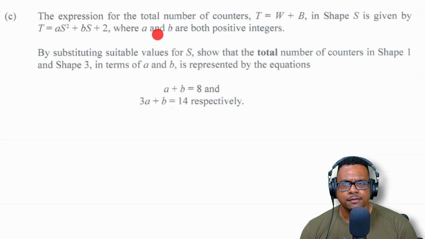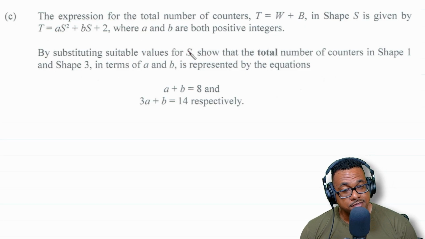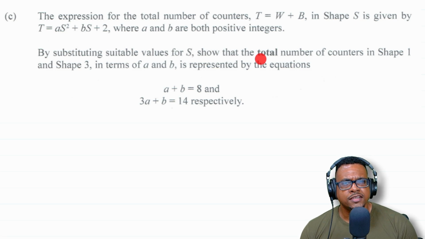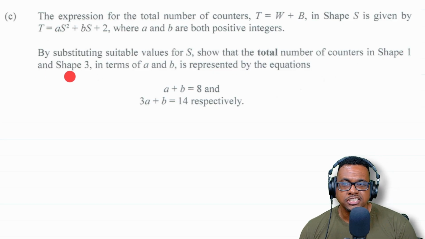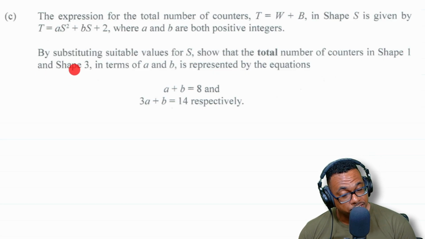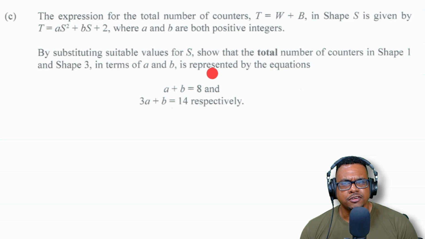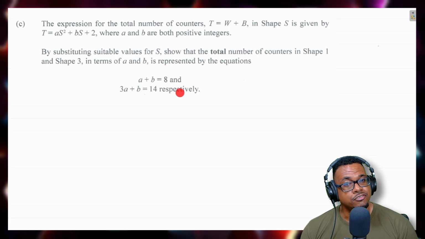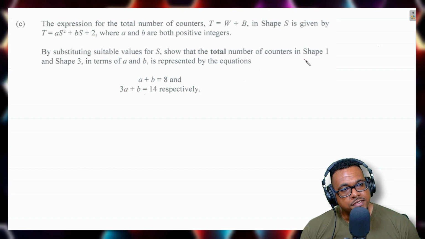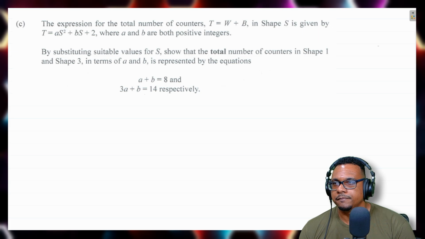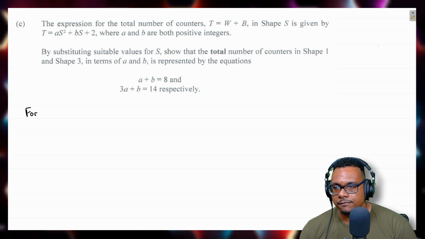So we have where A and B are both positive integers. So by substituting suitable values for S, remember S is the shape number, show that the total number of counters in shape 1, so for shape 1, S is 1, and shape 3, so for shape 3, S is 3, in terms of A and B is represented by the equations A plus B is equal to 8 and 3A plus B is equal to 14 respectively. When I say respectively, that means this is for shape 1 and this is for shape 3. So first, let's start with shape 1.